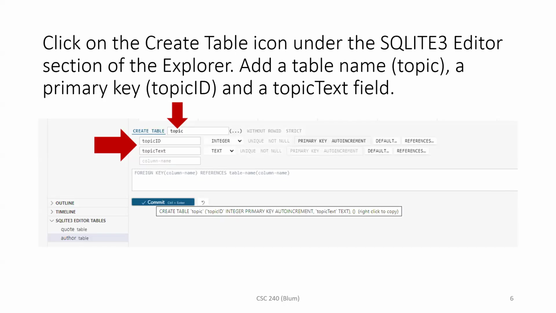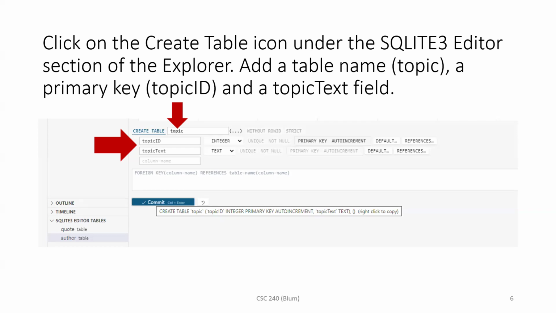Okay. So here I am making the table. This is first the topic table. I'm not making the bridge table yet, I'm making the topic table. And I kept it very simple. I had a topic ID and a topic text.